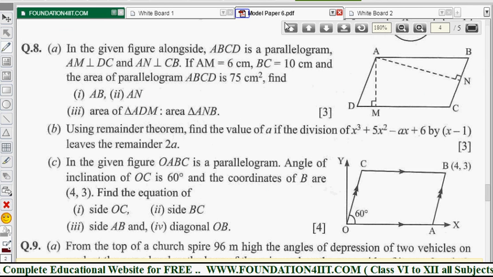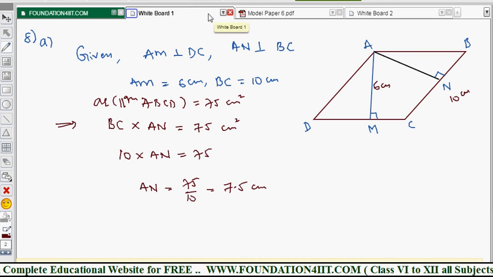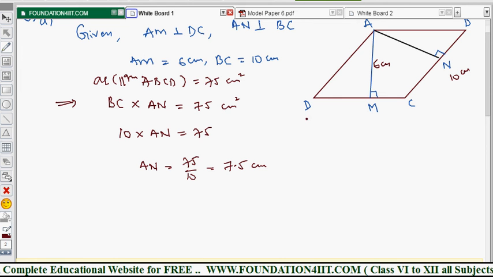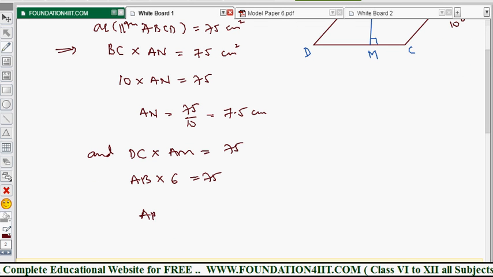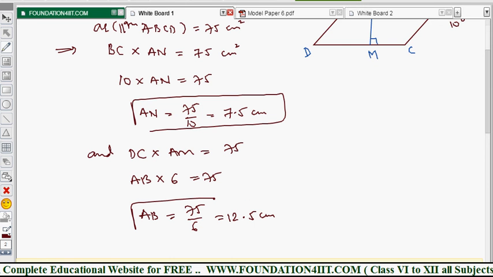So we need to find out here AB and AN. AB also you need to find out. To get AB, you can find DC. Next, if the base is DC and the height is AM, DC into AM is equal to the same 75 centimeter square. In the place of DC you can take AB because opposite sides are equal and parallel. AM is 6, so AB into 6 is 75. From this AB is equal to 75 by 6, that is 25 by 2, which is 12.5 centimeters. AN is 7.5 and AB is 12.5 centimeters.